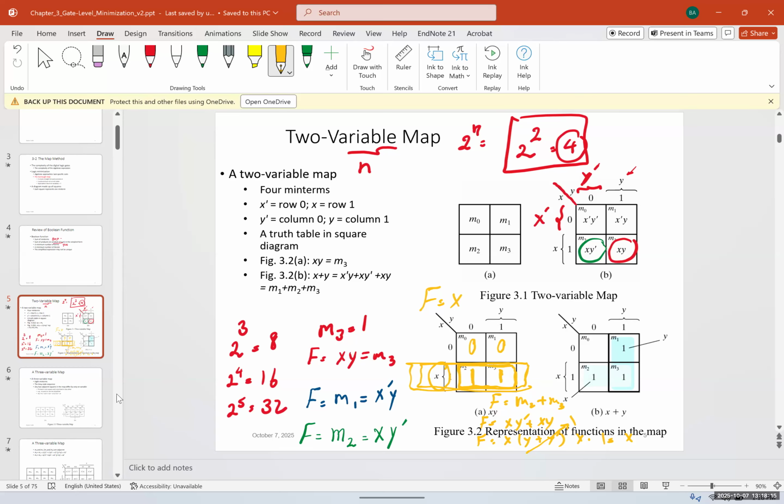And you would see when the dimensions go higher, like 3, 4 variables, it's going to make it super easy, because you're going to find the common variable between the squares.